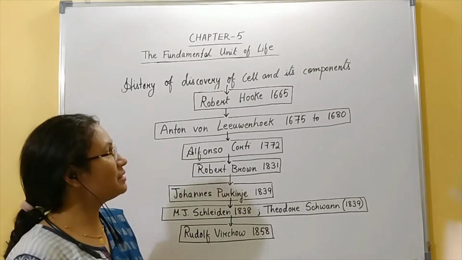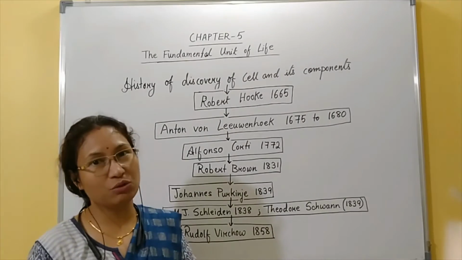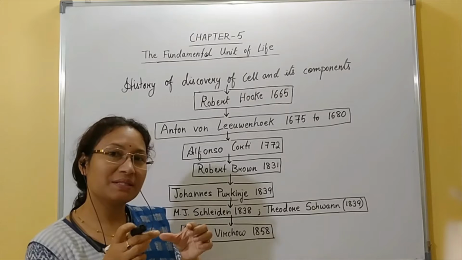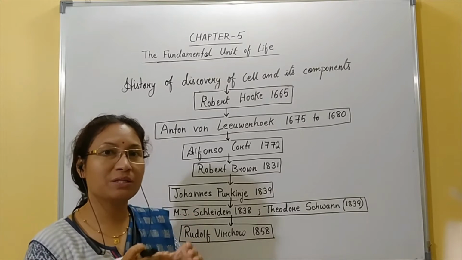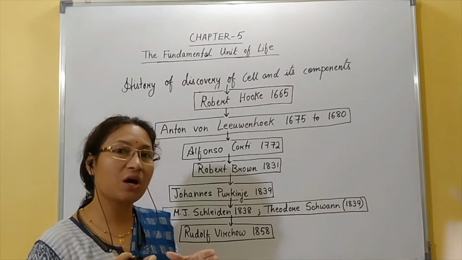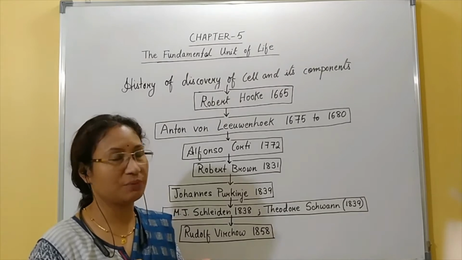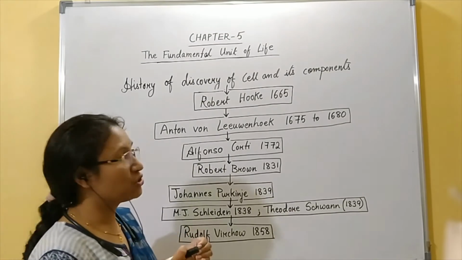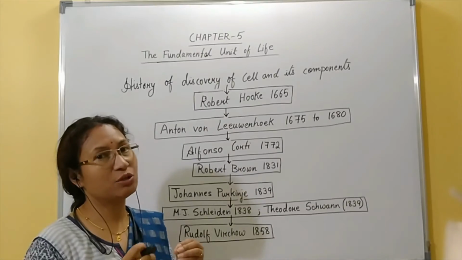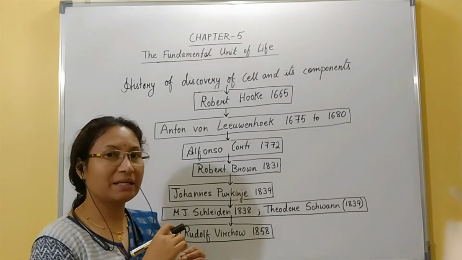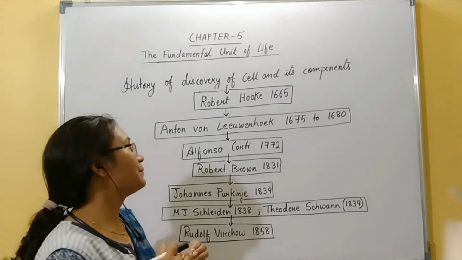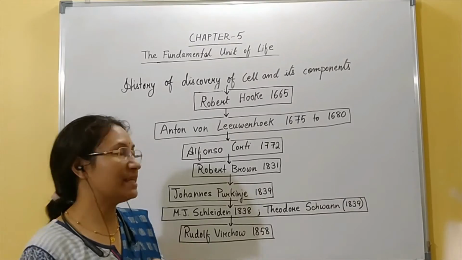Now, under his simple microscope, he could observe some cells or some compartments which were giving the appearance of a honey bee comb-like structure. Now, in that structure, he did not see anything inside. He could only see the boundaries. That means those were the cell walls. And inside, he could not see anything.